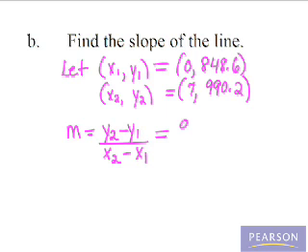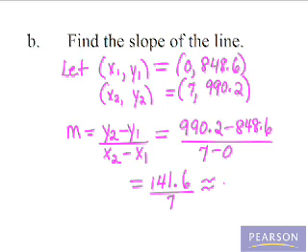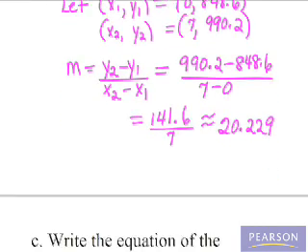So we get 990.2 minus 848.6 divided by 7 minus 0. And that gives us 141.6 divided by 7, which is approximately 20.229. So that's the slope of our line. Now we're ready to go on to the next part of the problem.